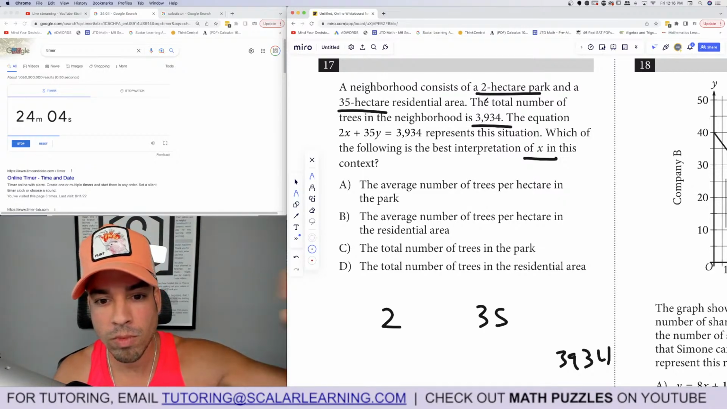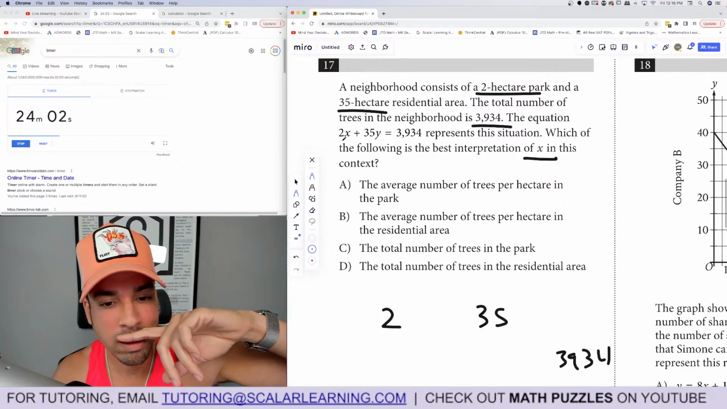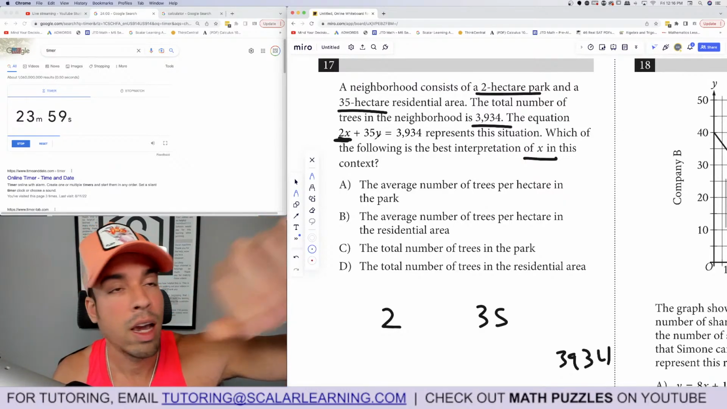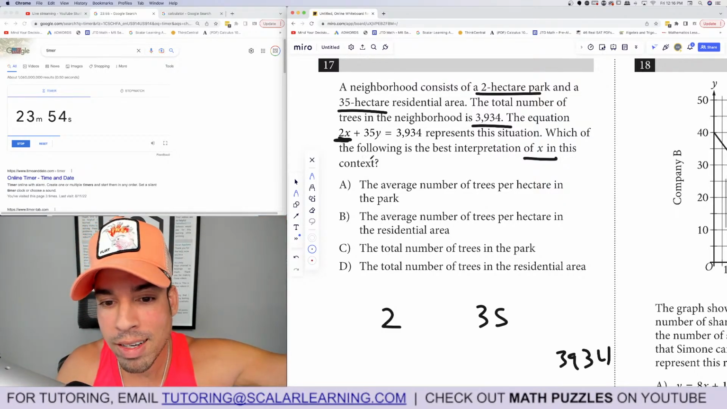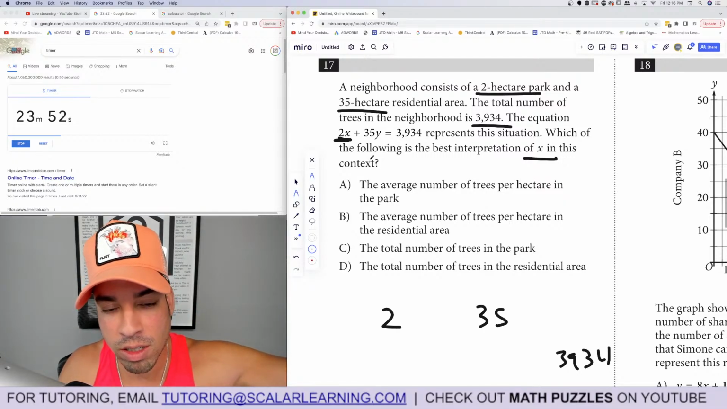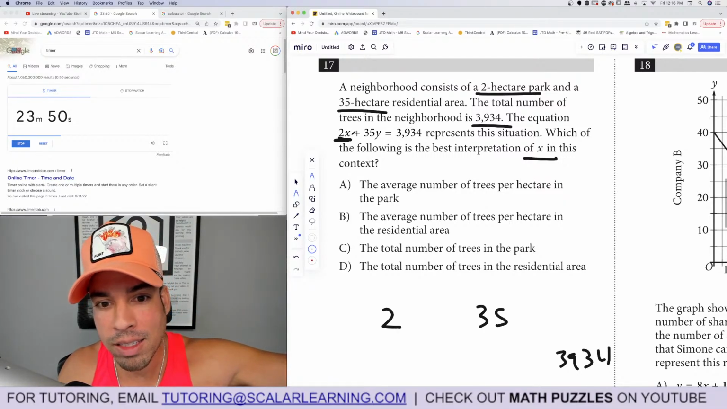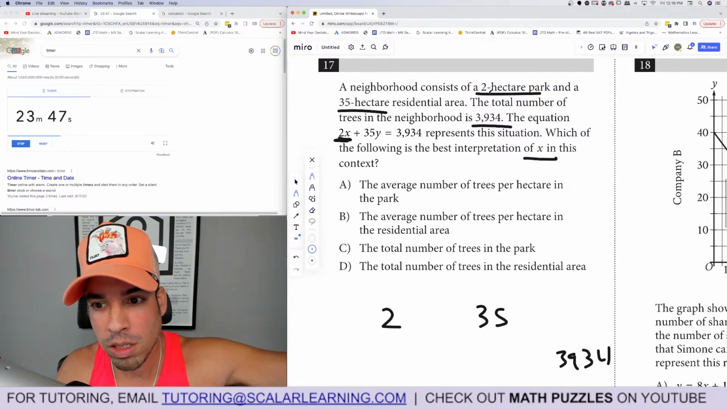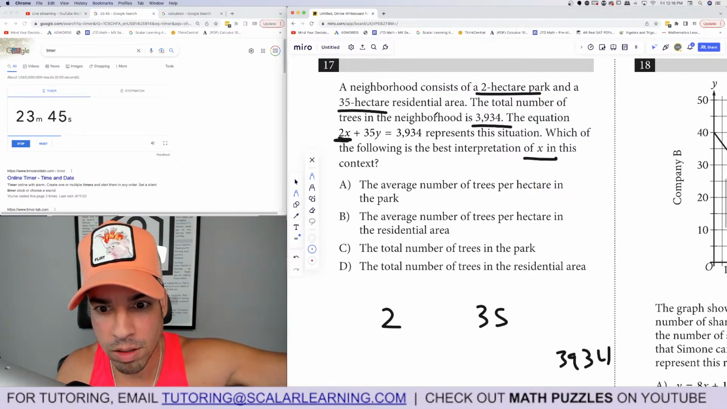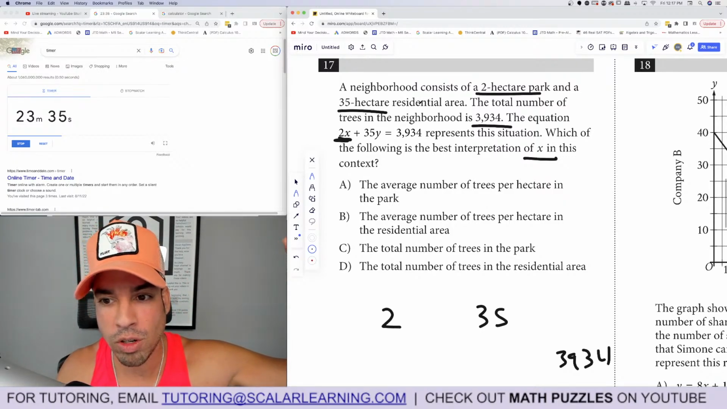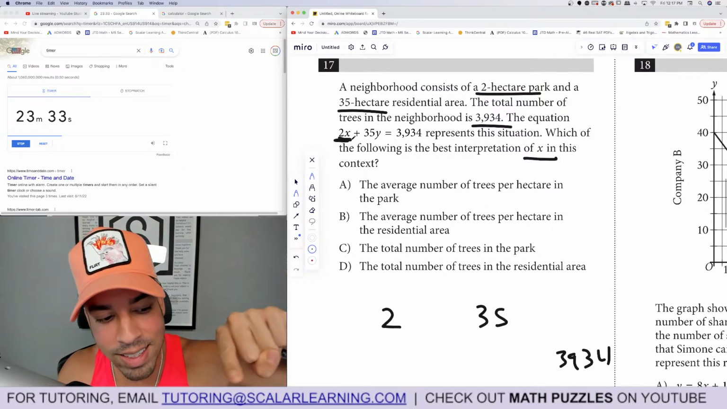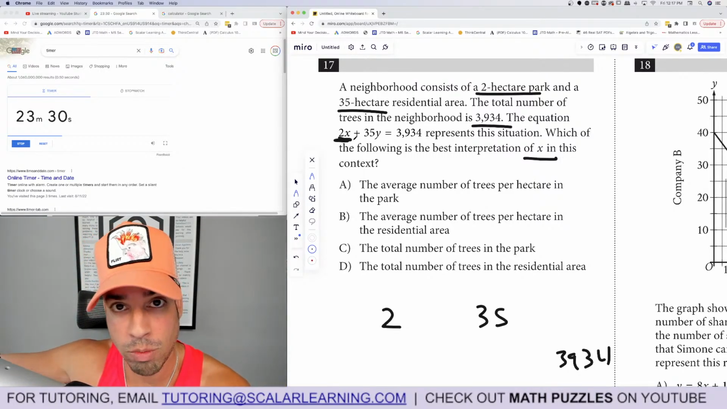So, oh, I know what it is. Okay, so this is interpretation. And I like to see what I'm doing here. I'm doing it just like I'm doing it for real, right? So I'm trying to answer it before I look at the answer choices. So if I say X is the number of, what did it say? 2-hectare parks. No, wait, where does it say? Let me read this again. It consists of a 2-hectare park and a 35-hectare residential area. Yeah. So X is obviously the 2-hectare park, right?